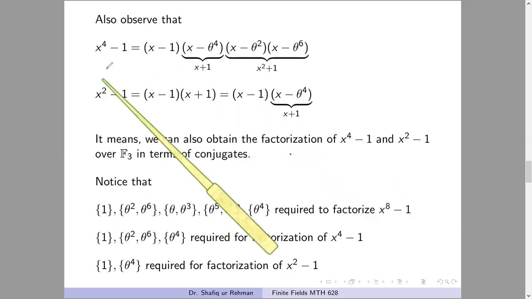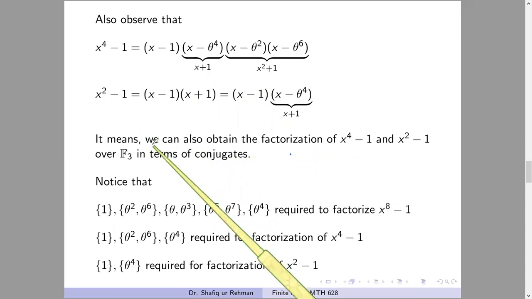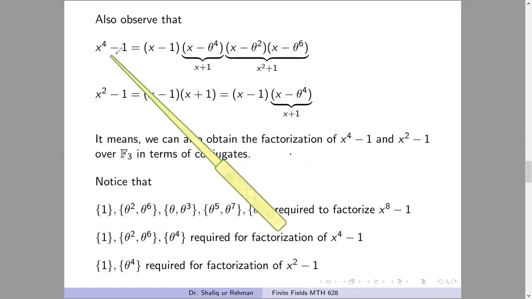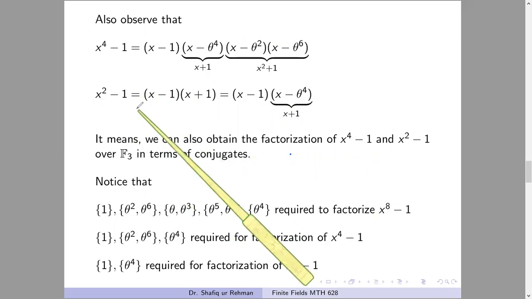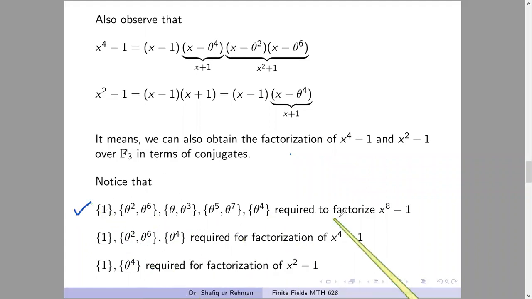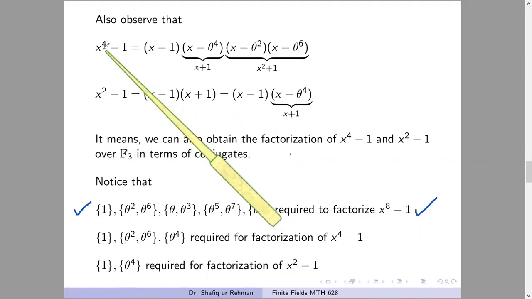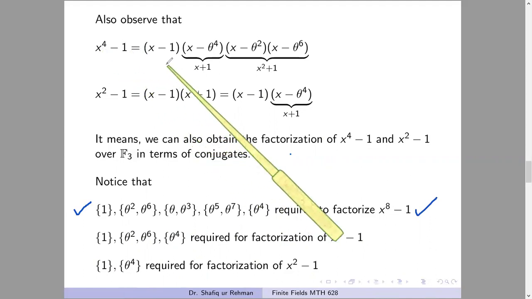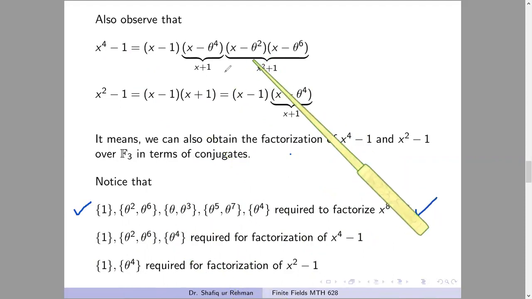So we notice that the conjugates are also helpful for the factorization of x power 4 minus 1 and x power 2 minus 1. But in the first case, we require the complete sets of conjugates, and by using this we get all the minimal polynomials and we get the factorization. But in the second polynomial, x power 4 minus 1, we require only 1, theta power 4, and this set of conjugates. We have only 3 sets of conjugates required to factorize this polynomial, and we require only 2 sets of conjugates to factorize this polynomial.